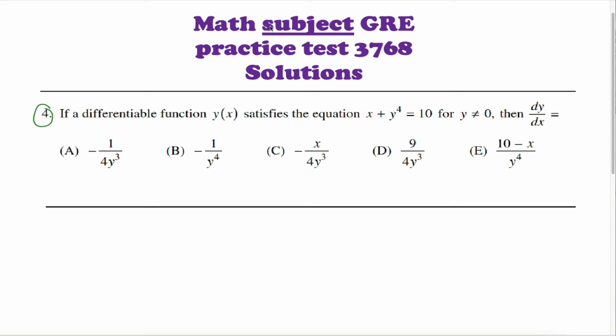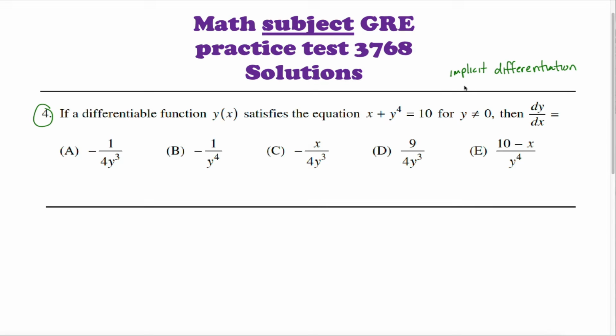All right, question 4 on the math subject GRE practice test. This is test 3768. So the topic for this problem is what's called implicit differentiation, typically something taught near the middle or the end of a Calc 1 class. Differentiation because we're trying to find the derivative here, the derivative of y with respect to x.